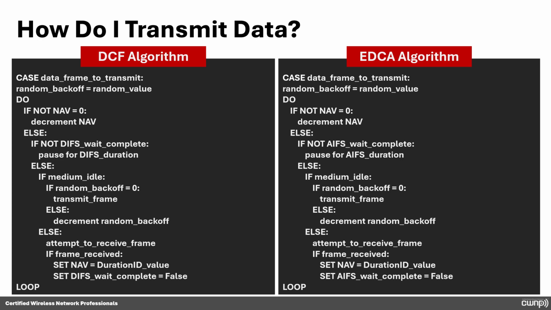And as far as getting our random backoff value, we still set the random backoff to a random value. We still do that, just like we do with DCF. It's just that the range that we pull from varies depending on the queue that the frame was pulled from. But the actual algorithm, once a frame is selected, this do loop, everything inside of there is the same, except we're using an arbitration interframe space.